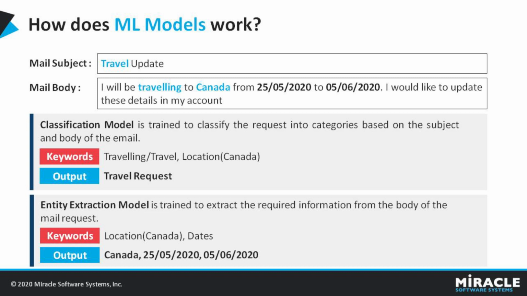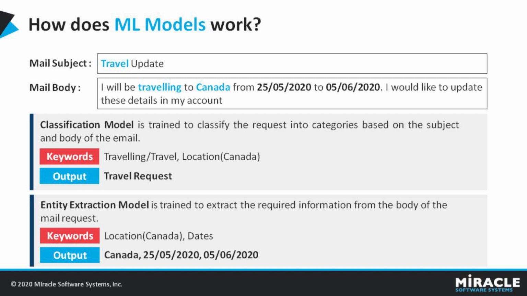So once the classification is done for the email, then it has to go and automate that particular module in the banking portal. Before doing that, it has to fill in some details that are extracted from the email. So in order to extract the details from the email, we have used another model, that is entity extraction model, that will basically read all the details such as location, dates, account numbers, and such.